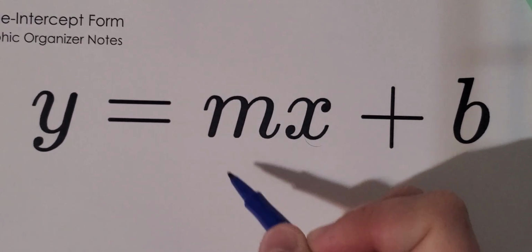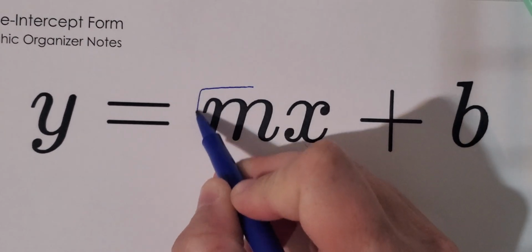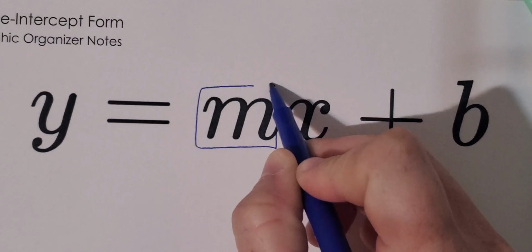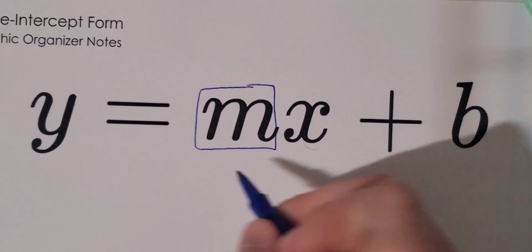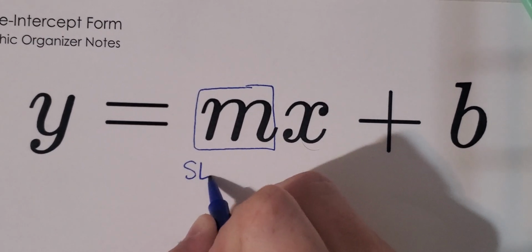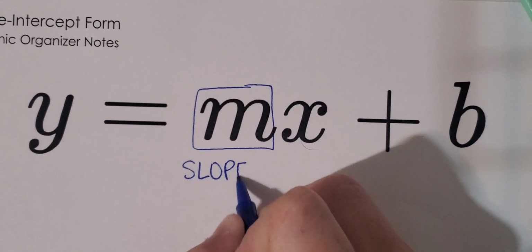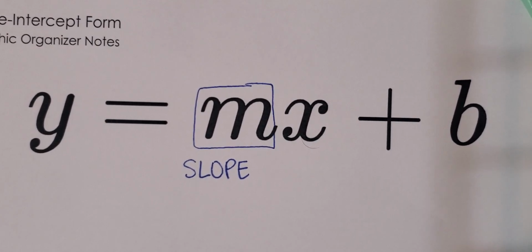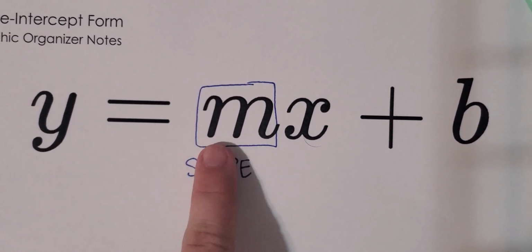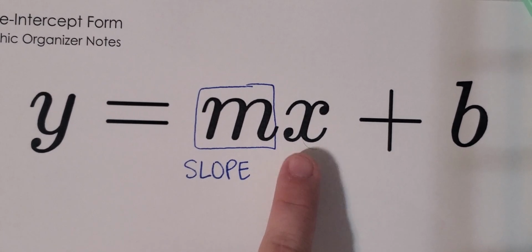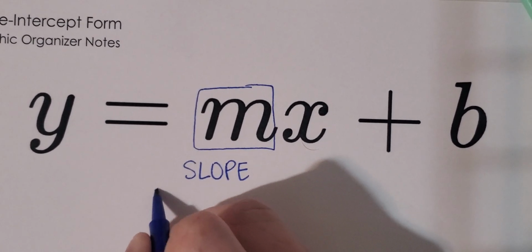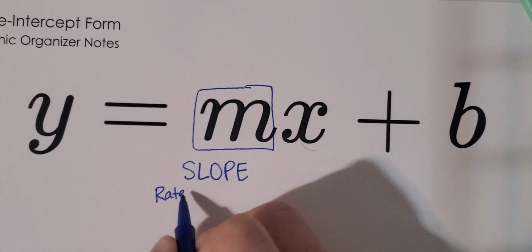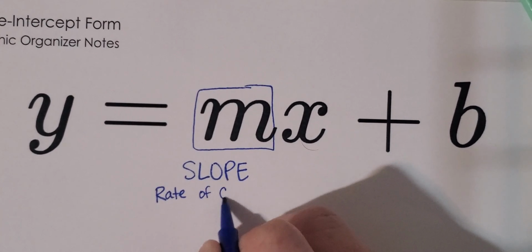Our first important thing that we need to worry about is our m value. Our m value is our actual slope number. So whatever the slope is from the graph or the table or the 2 points, we will just write that into our equation right next to the x. So remember that the slope is also known as the rate of change.